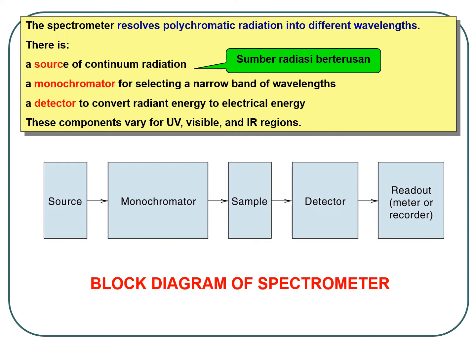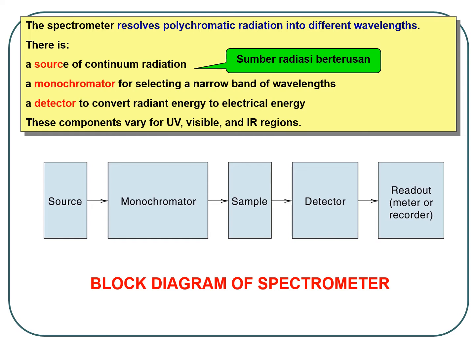The diagram here shows the block diagram of a spectrophotometer. It can be divided into the source, monochromator, sample, detector, and readout. The spectrophotometer resolves the polychromatic radiation into different wavelengths. Students, there is a source here, which we call the continuum source, continuum radiation.